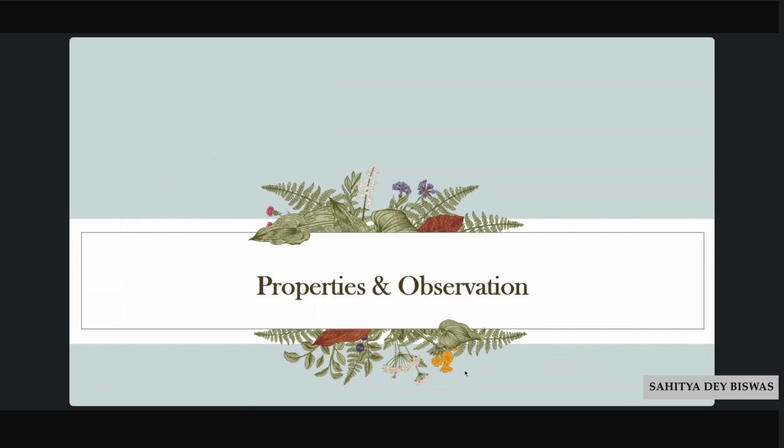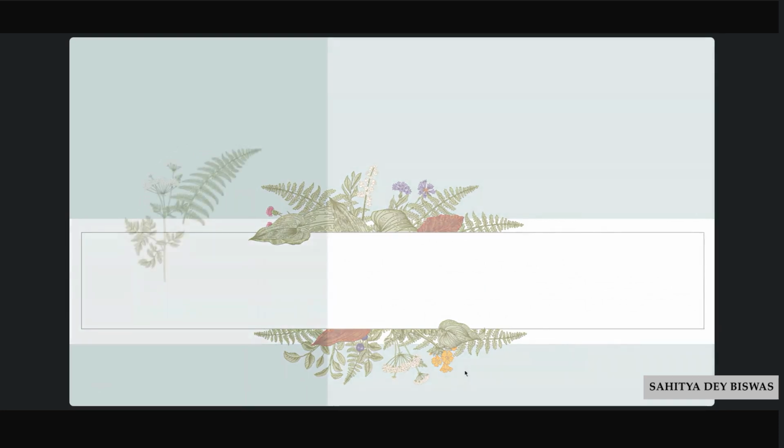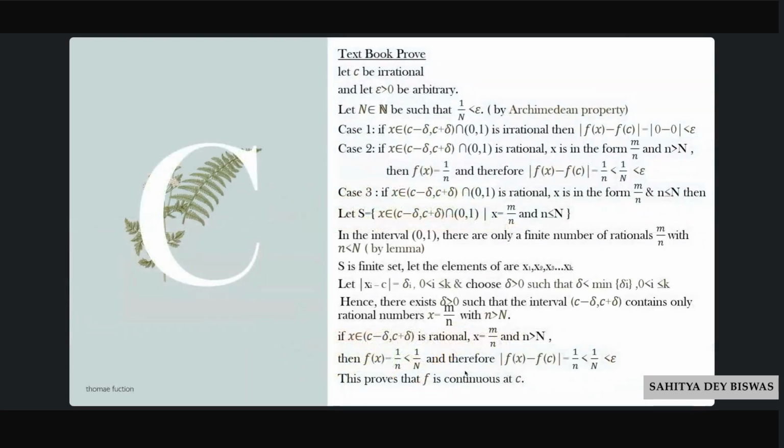So Sahitya? Yes, ma'am. I'll stop you here. I have a question: what about the continuity of your function at x equal to zero? X equal to zero. So for x equal to 0, okay, please give me a second.